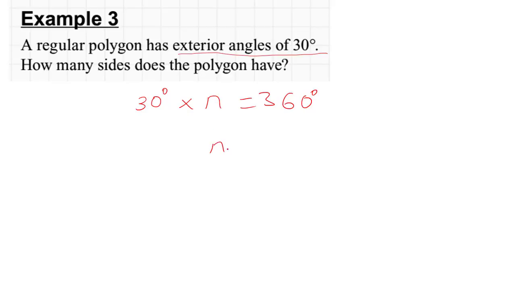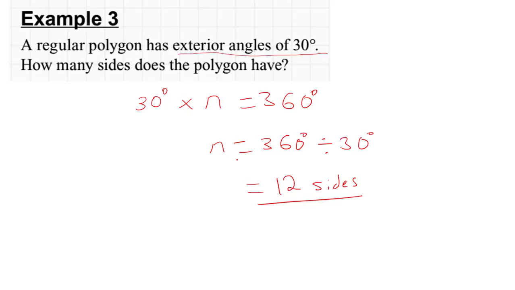Now to find n, I'm going to need to do the opposite. We are timesing here, so I will need to divide as the opposite. So 360, you divide by 30 degrees. You divide by that number there. Now if you do that, the answer is going to be 12. So this shape has got 12 sides. Okay, so that's how to do that. So you just take 360 and divide by this number that they've given you when you want to try questions like this.